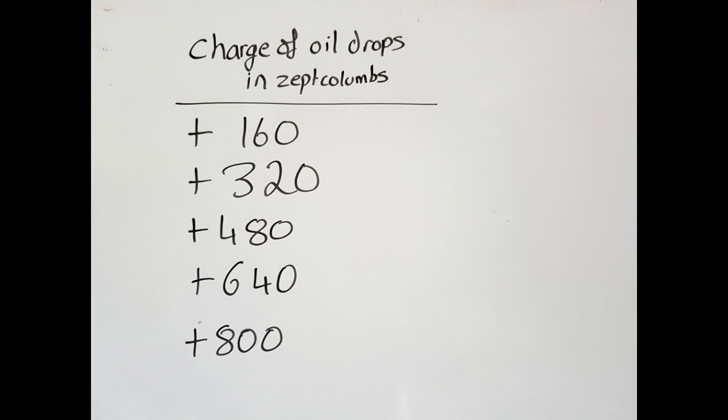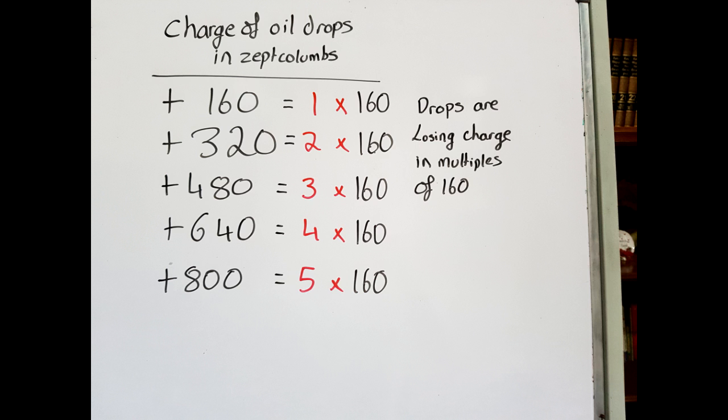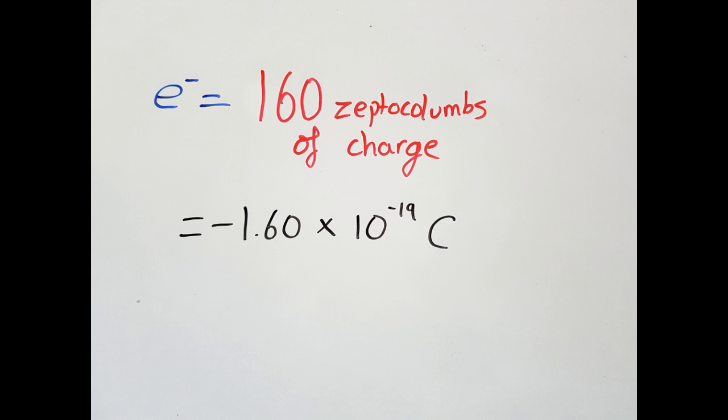The results obtained looked as such. Remember that they are positive, as the droplets lost electrons. But something that they noticed is that the charge of the droplet is always a multiple of 160, which means the droplets were losing charge in multiples of 160 each time. So we can now conclude that the charge of an electron is 160 zeptocoulombs, which is equivalent to 1.60 times 10 to the power minus 19 coulombs.